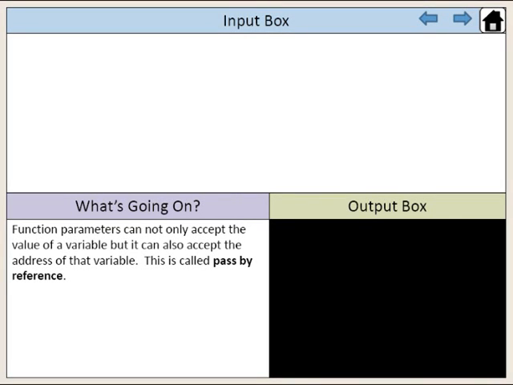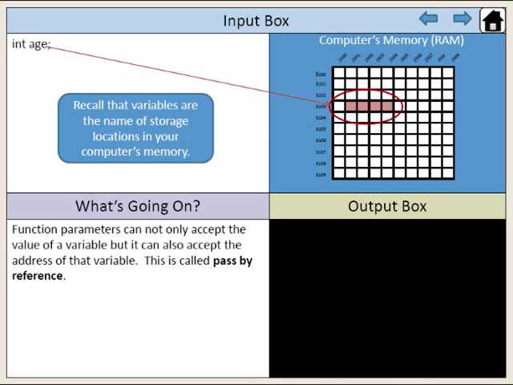Function parameters can not only accept the value of a variable, but they can also accept the address of that variable. This is called pass by reference. Recall that variables are the names of storage locations in your computer's memory.